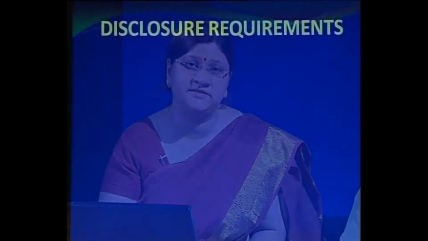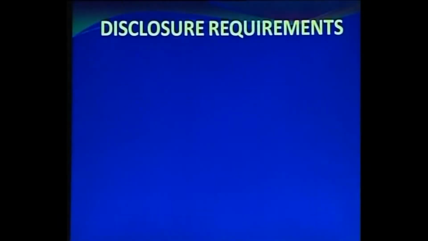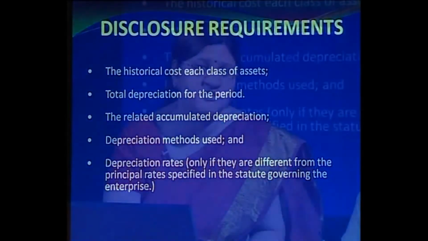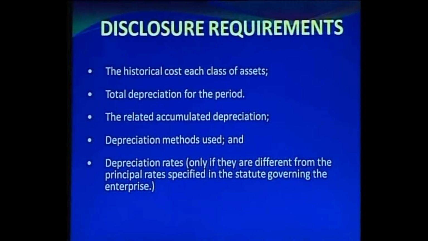Now, what are the disclosure requirements under AS 6? We have to disclose certain aspects as per accounting standard 6. In the balance sheet under asset side, we have to show the historical cost of each class of assets, that is for land and building, for plant and machinery, for furniture and fixtures. We have to separately disclose the historical cost, and total depreciation for the period has to be accounted for.